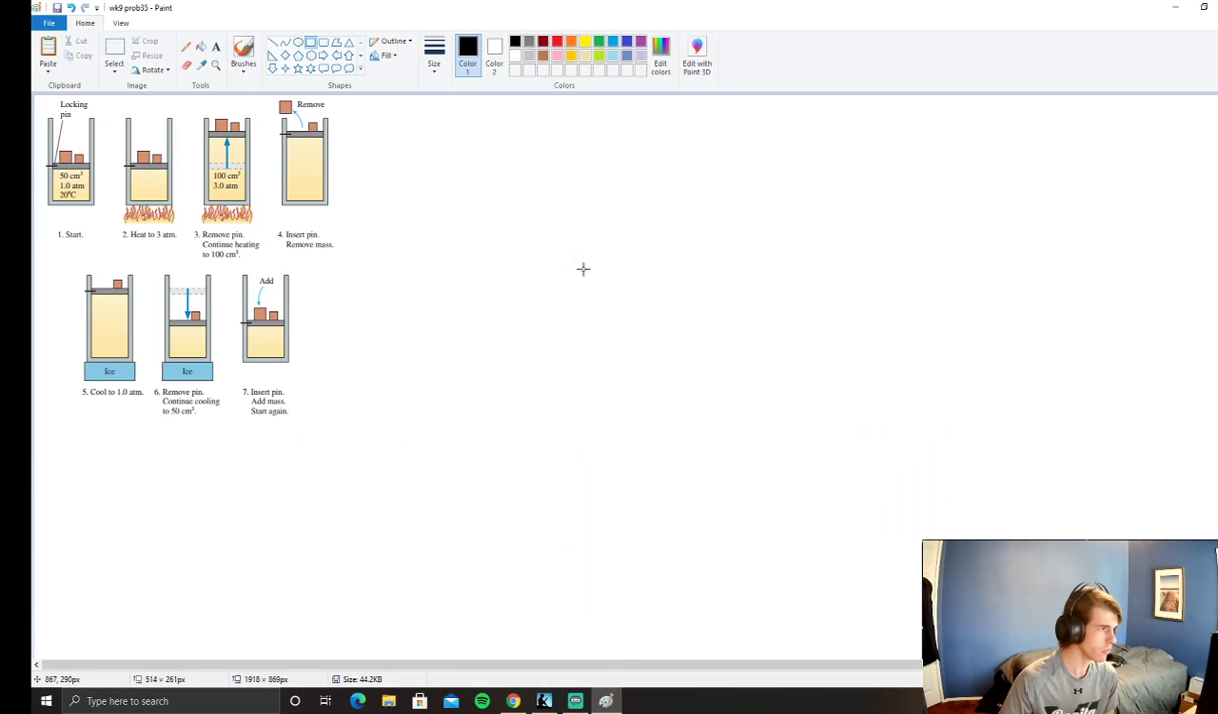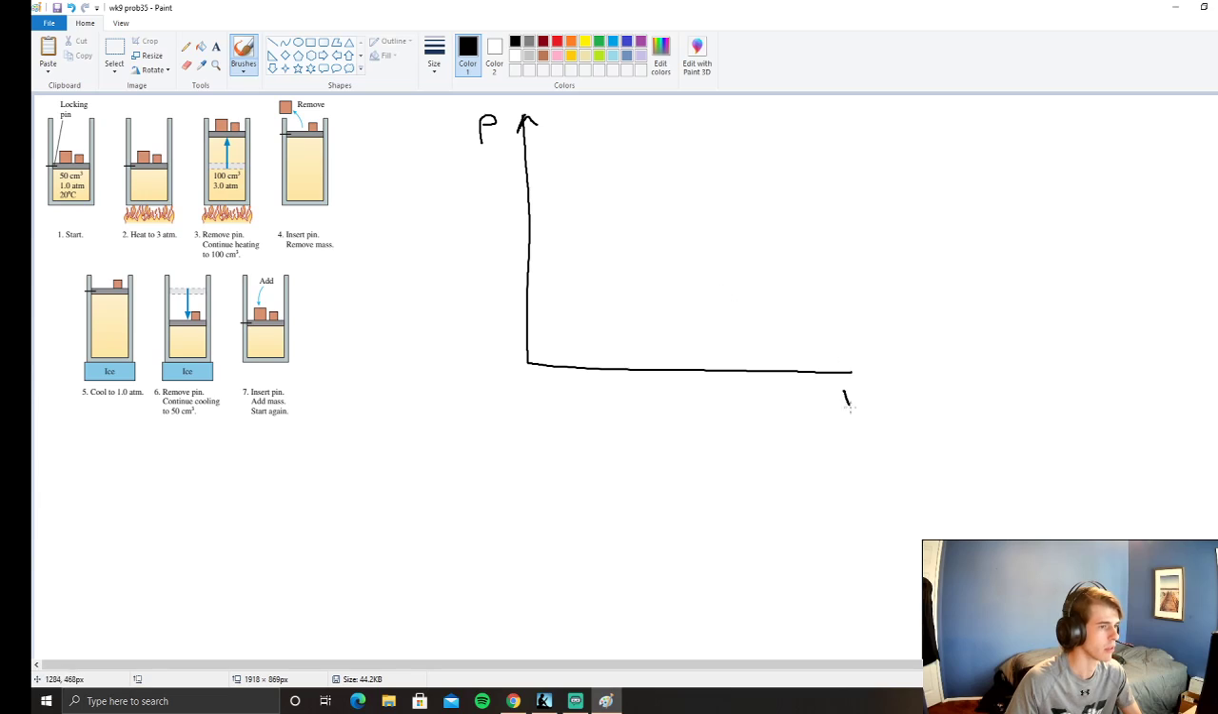So quickly, let's just draw the PV diagram because I think that's quite easy. We'll start with a rough graph, P and V. Notice that we have 1 ATM, so we'll mark that, and then we also have a 3, so we'll mark that. Then we have 50 centimeters cubed and 100 centimeters cubed, and that's it for the volumes, so we'll mark those as well.